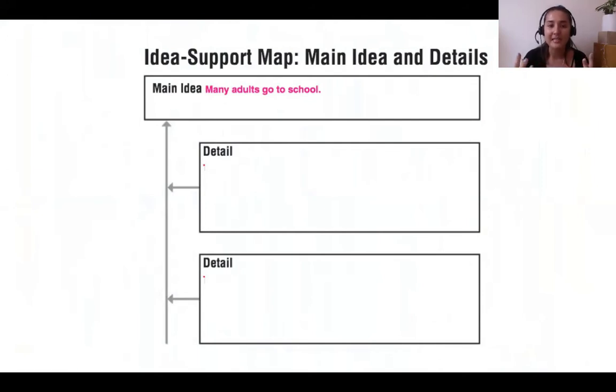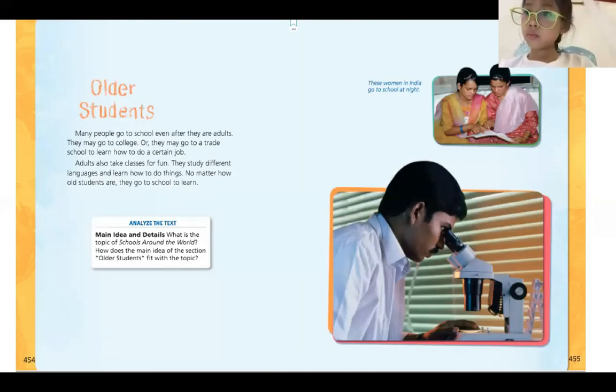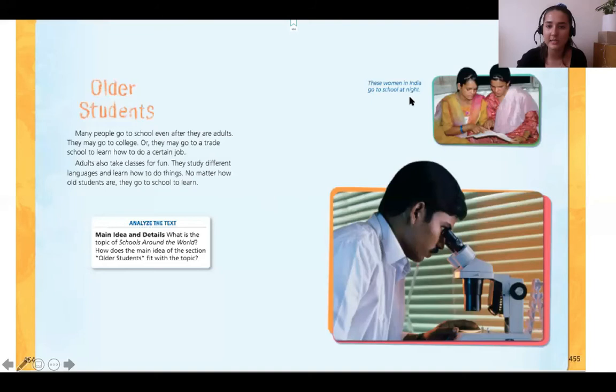Our main idea is that adults can go to school. Who can tell me some details? Kaki, your hand's up. This woman in India goes to school at night. Yeah, so we could say people go to school at nighttime. Good, that's one detail. A detail could be that adults go to school at night. Lovely work. What about you, Simon? Can you see another detail? Adults also take classes for fun. Very good, well done. Adults can take classes for fun. Amazing work, Simon. Really good work.